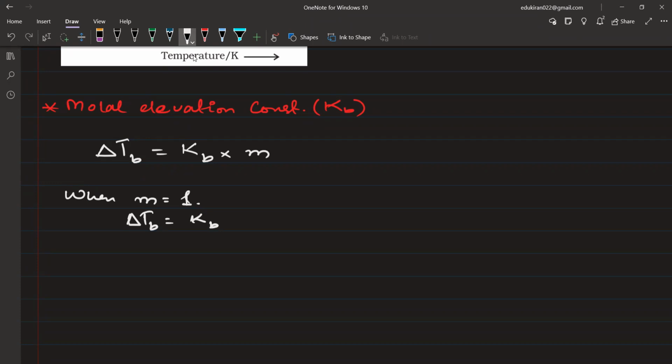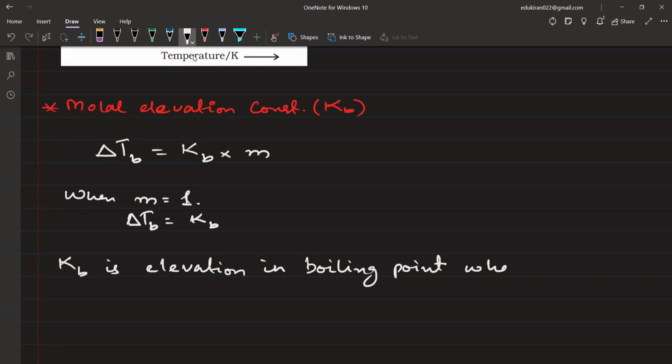When molality of the solution is equal to one, please write KB is elevation in boiling point when concentration of solution is equal to one. One क्या, one molal है ना.